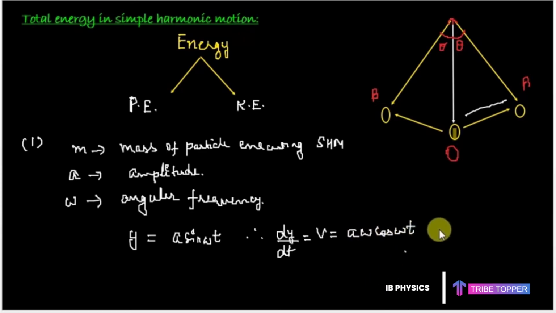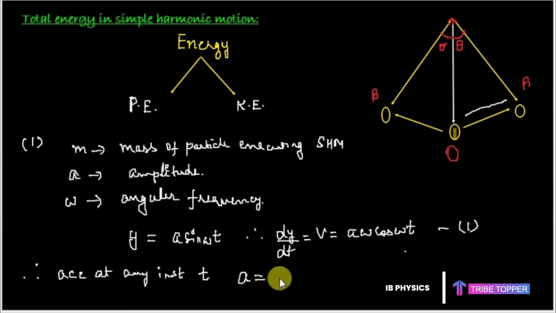Let's mark it number 1. And further, if we differentiate it, we get the instantaneous acceleration. Therefore the acceleration at any instant t would be a is equal to dv by dt. Now we differentiate that equation again, and we get minus a omega square sine omega t, because the differential of cos omega t is minus sine omega t into omega, multiplied by a omega. So that is our acceleration, right?